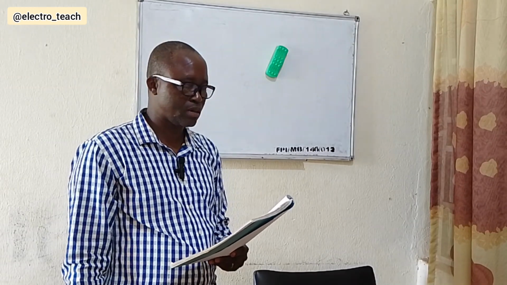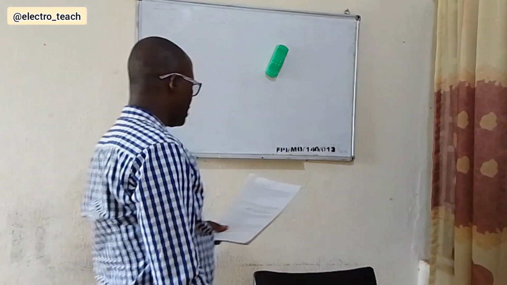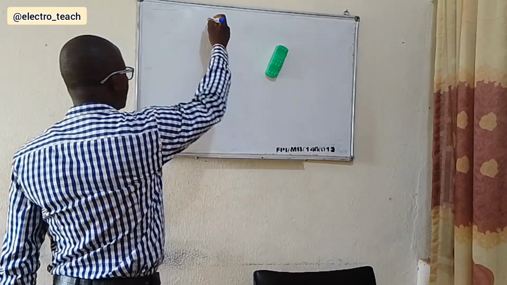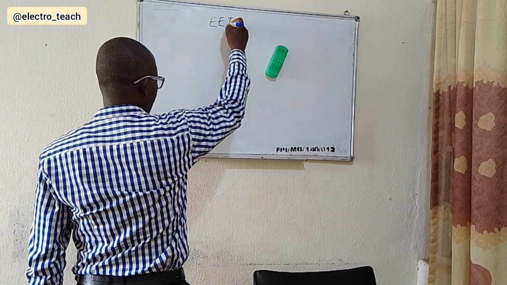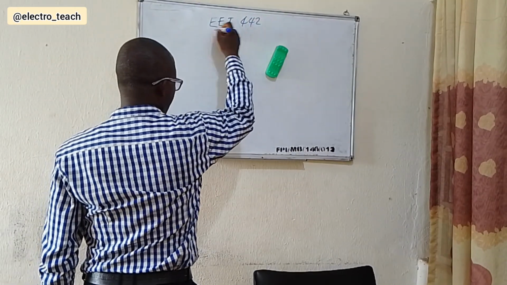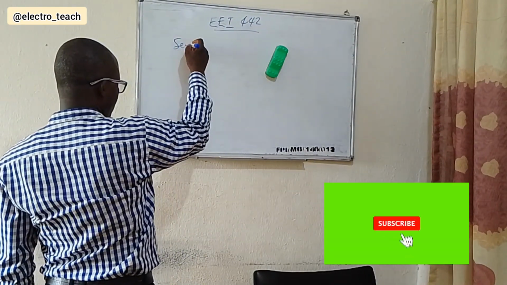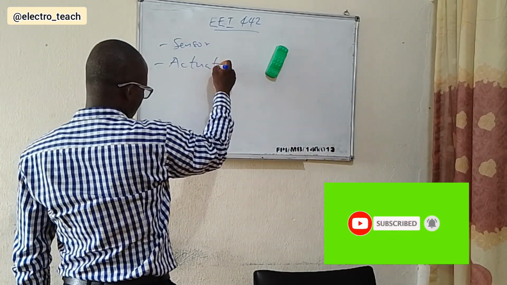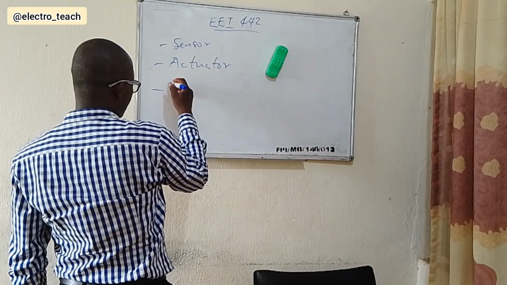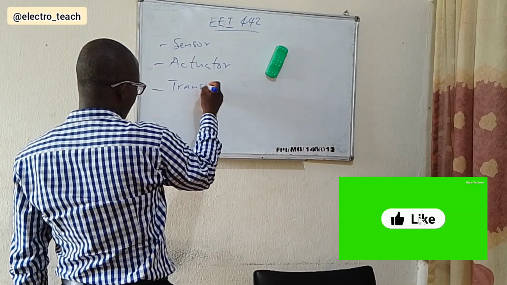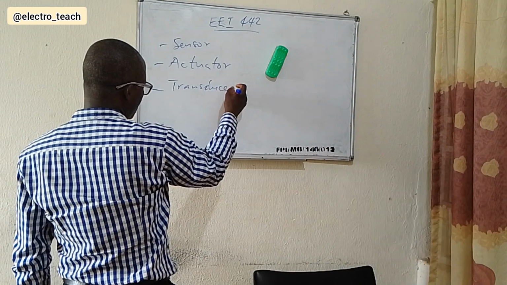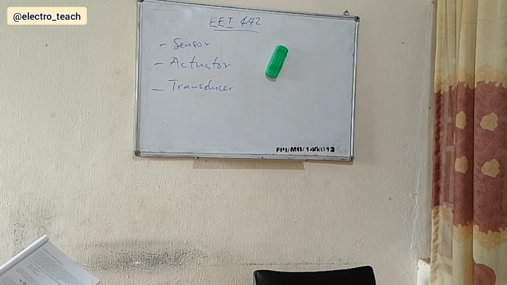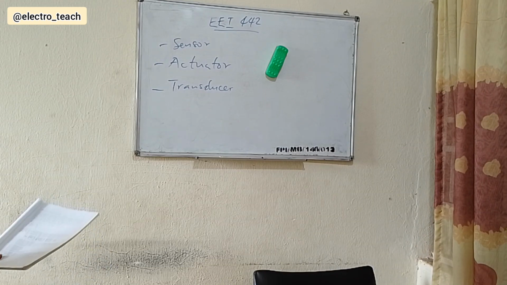An example is a thermometer. An actuator is a device that generates a signal or stimulus. An example is a heater. So we talk about sensor, actuator, transducer. These three terms sometimes are used interchangeably to mean the same thing.